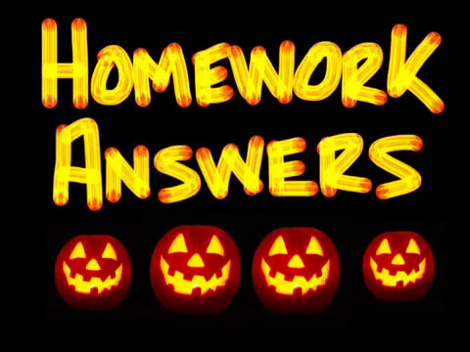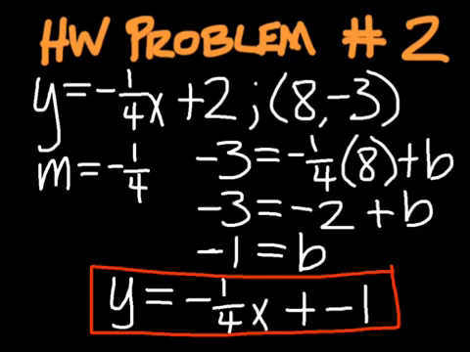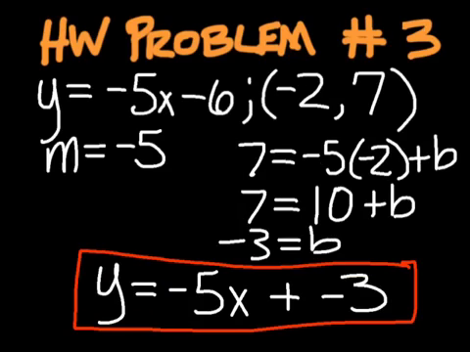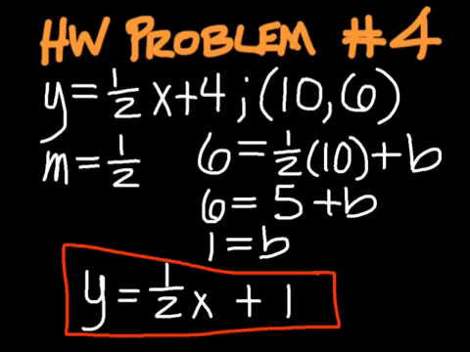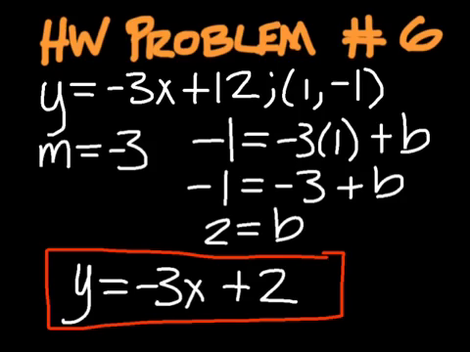Alright, homework answers. Go ahead and bring up 1 through 3. Answer number 1 is y equals 2x plus 25. With number 2, it's y equals negative 1/4 x plus negative 1, or minus 1 is fine. Number 3, y equals negative 5x plus negative 3. Number 4 is y equals 1/2 x plus 1. Number 5 is y equals 7x plus 18. And number 6 is y equals negative 3x plus 2.